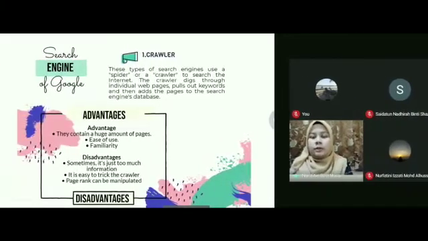First of all, we start with the search engine of Google, the crawler. This type of search engine uses a spider or a crawler to search the internet. The crawler digs through individual web pages, pulls out the keywords, and then adds the page to the search engine database. There are some advantages and disadvantages of crawlers.